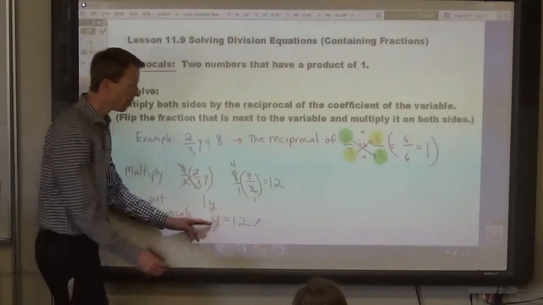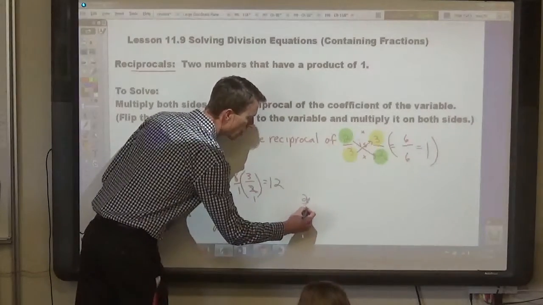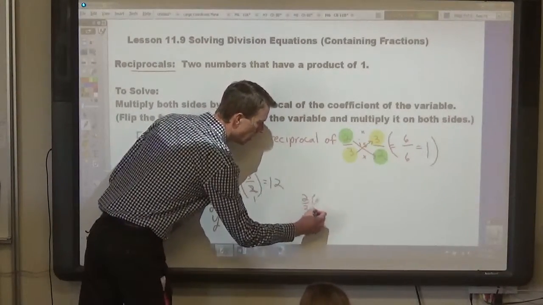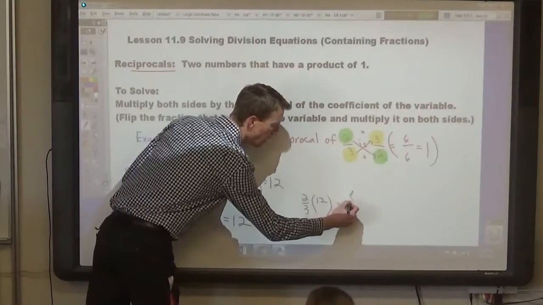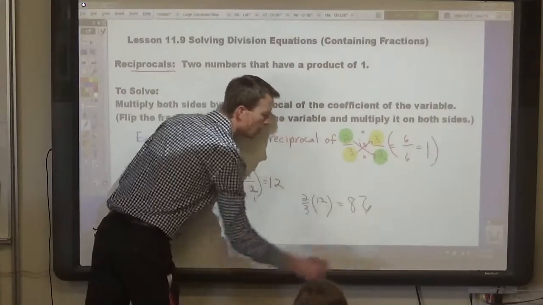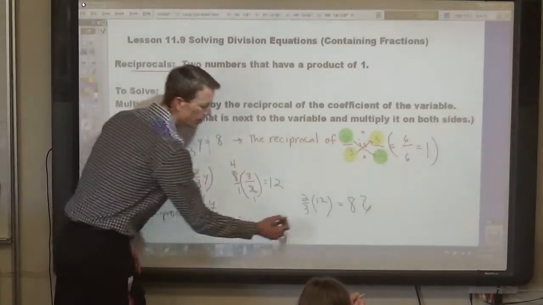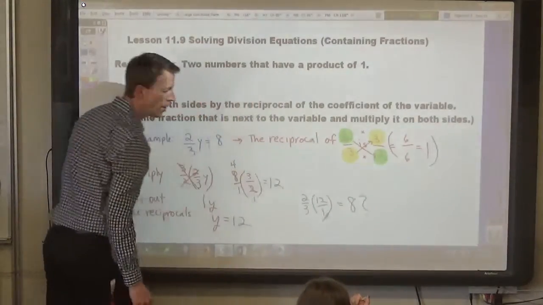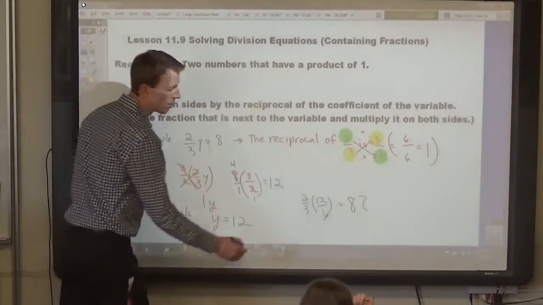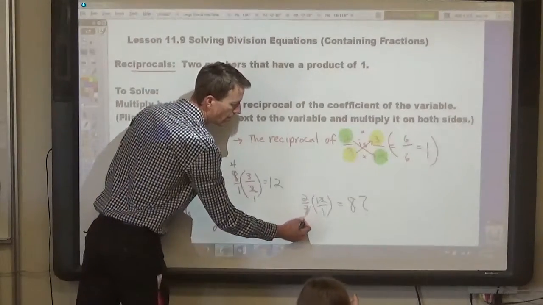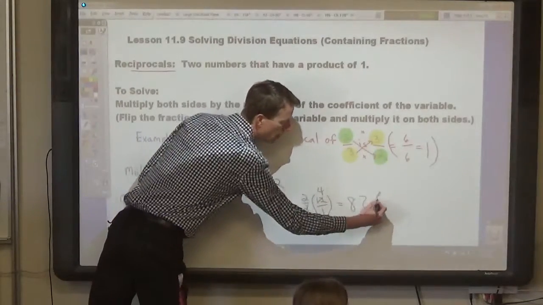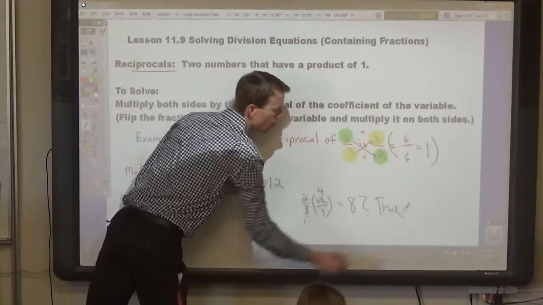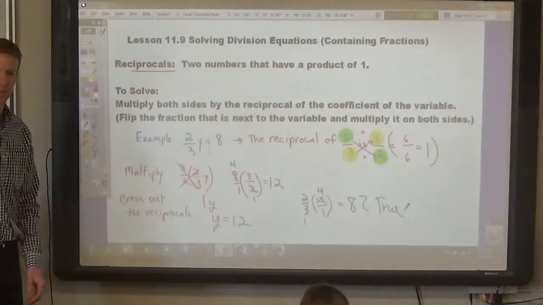And then check it. 2/3 times 12 equals 8. Is that correct? 12 over 1. And then reduce it. 1, 4. 2 times 4 is 8. So that's true. Okay?